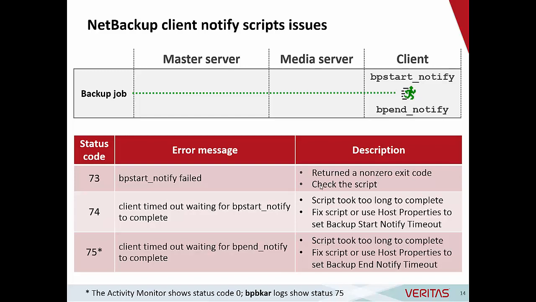Now, the status code 75 is a client timeout waiting for BP end notify to complete. You'll never get a failed job because of BP end notify, because NetBackup will go ahead and put the job in the done state while BP end notify is running. What'll happen is this status code will get captured in the bpbkar log if the end script doesn't return success within 5 minutes. But it won't show up in the activity monitor on the master server.